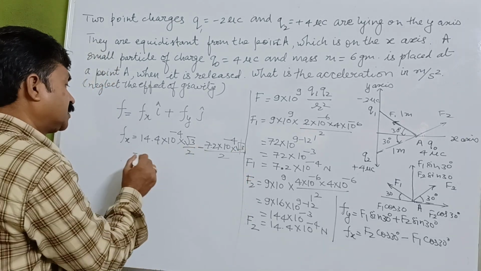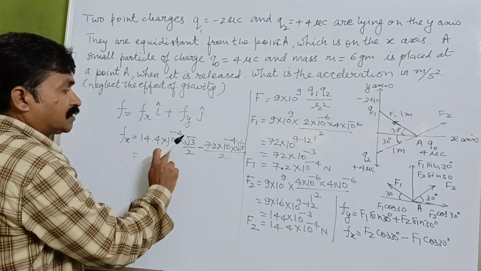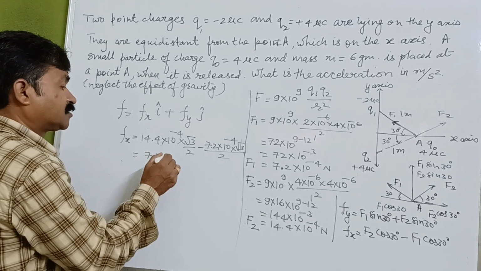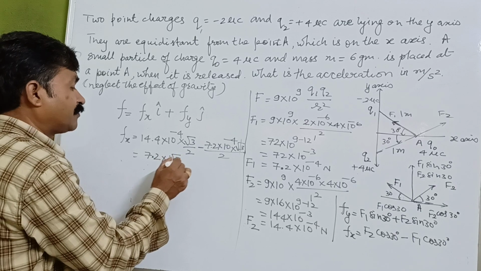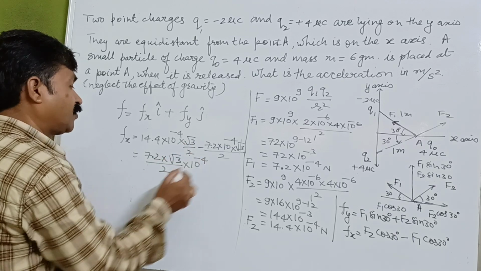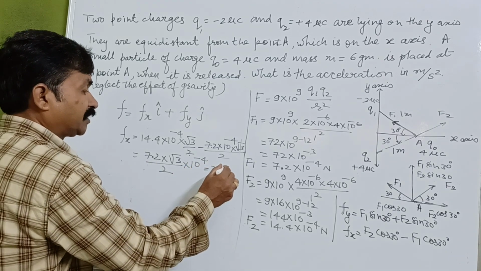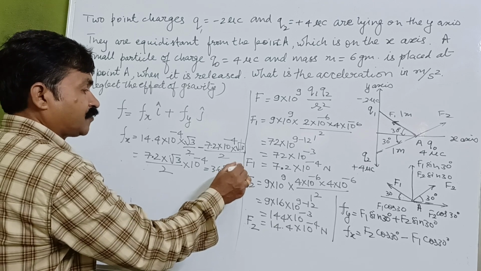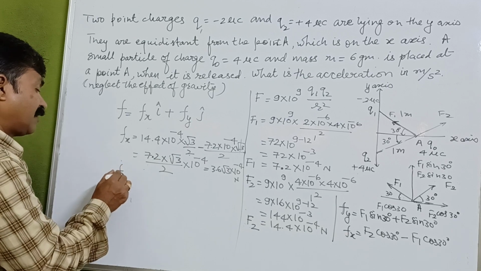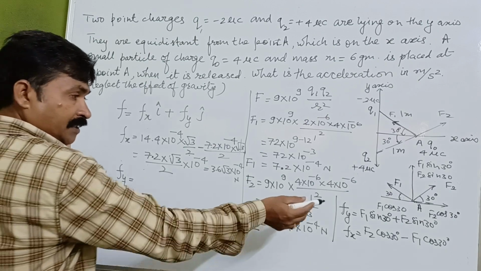So if we go through this, it is 14.4 minus 7.2, because these values are fixed. So it is 7.2 into root 3 upon 2 into 10 raised to the power minus 4. This is the value of Fx, which means it is 3.6 root 3 into 10 raised to the power minus 4 Newton. The x component.